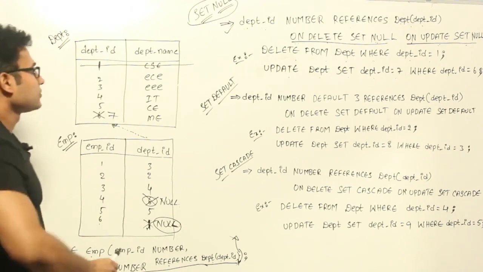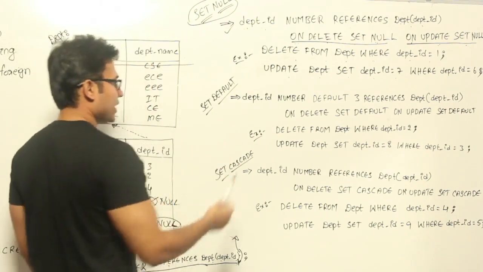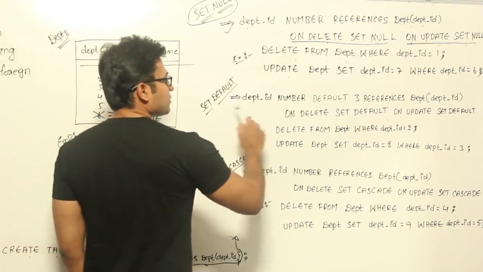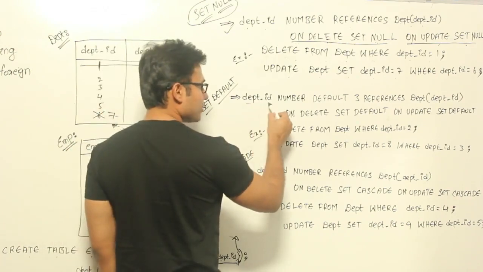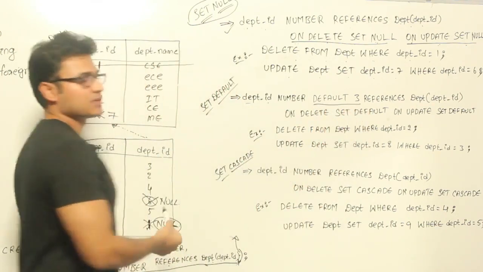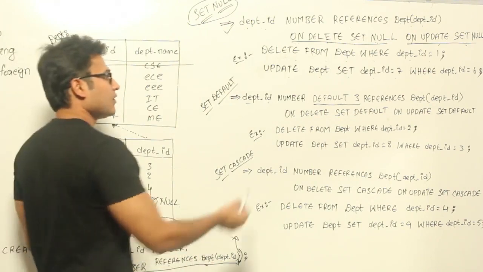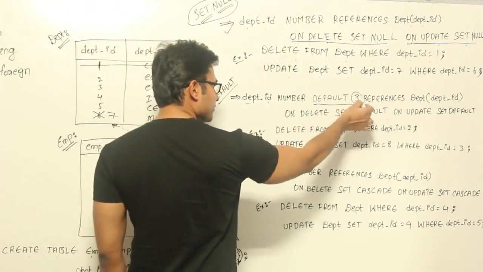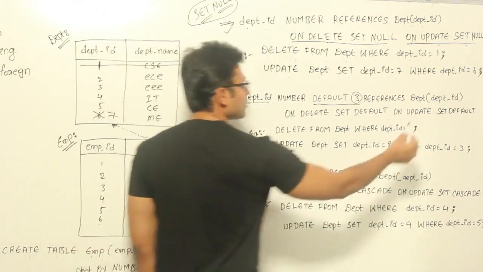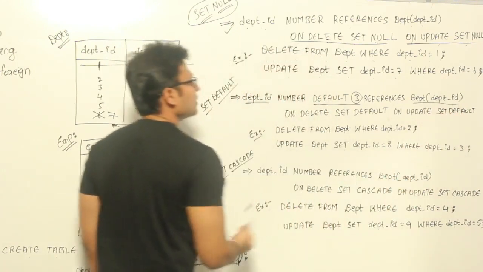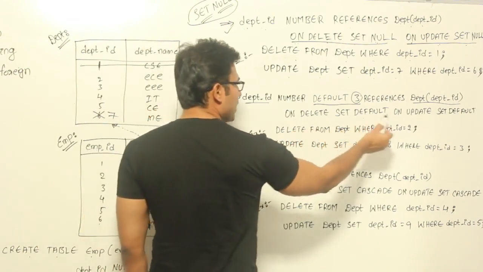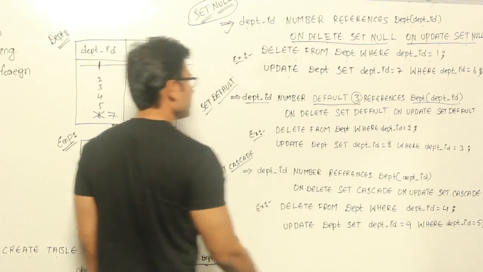Got it? Okay. Now the other action you might have to take is set default. Now what does set default say? See this? How to write it is the same thing, department number, and you are supposed to define what the default value is if the referential integrity fails. Let us say here the default value I am using is 3. Now you are defining that this department ID of the employee is going to refer to the department ID of the department. Along with that you are saying that on delete set default and on update set default. Let's see what happens here.